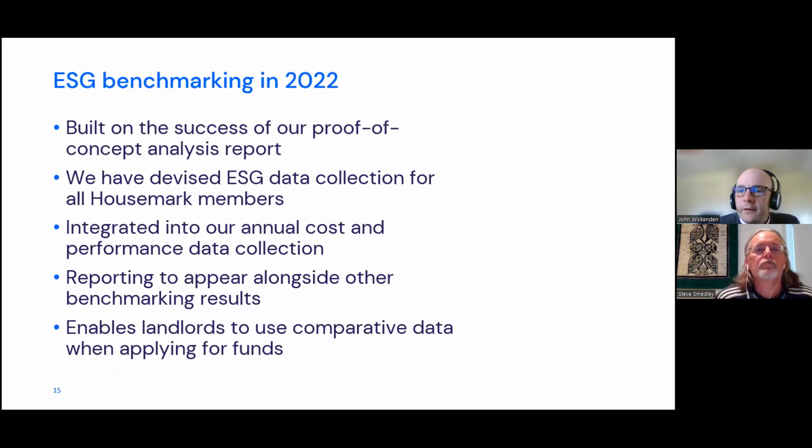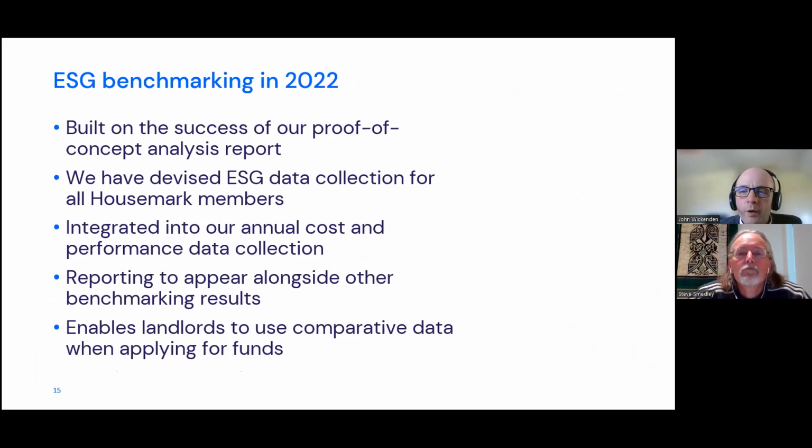Just the next one is about looking at ESG benchmarking in 2022. So this report, the report that I've just gone through, the links on the website, and you'll obviously have the slides after this webinar. It was a proof of concept. It showed that we can get the data, we can scrape it, however manual that process is, we can get hold of it, and we'll be putting it into our big kind of data warehouse this year.